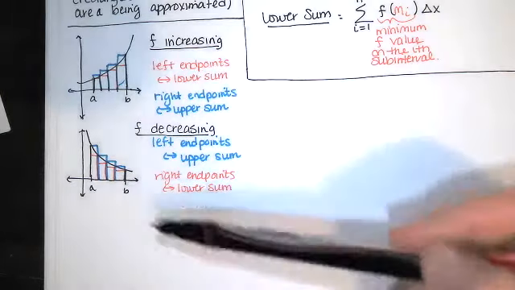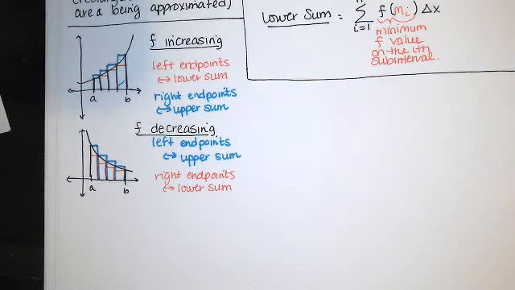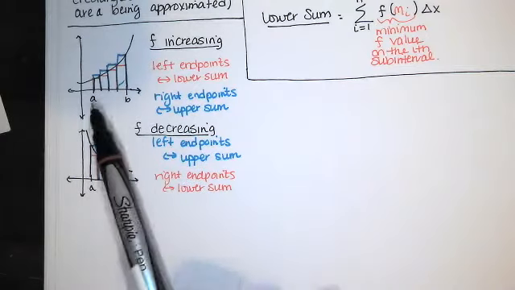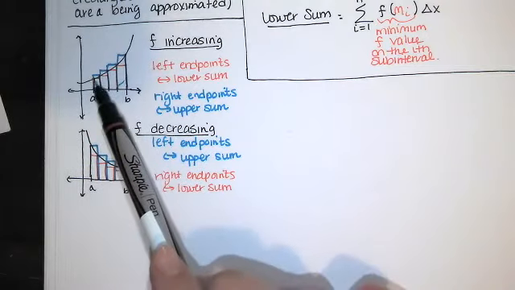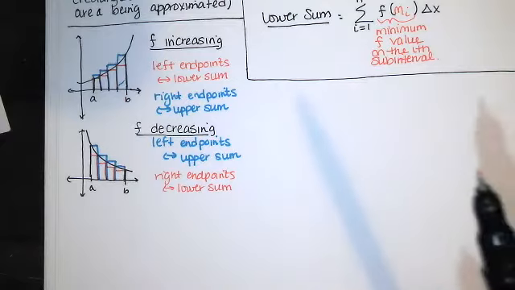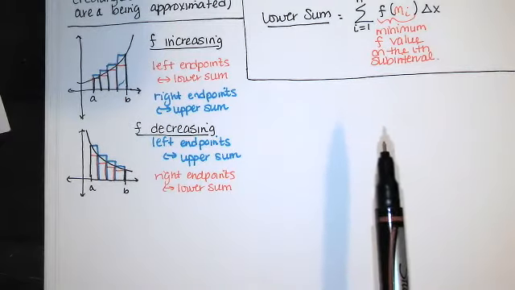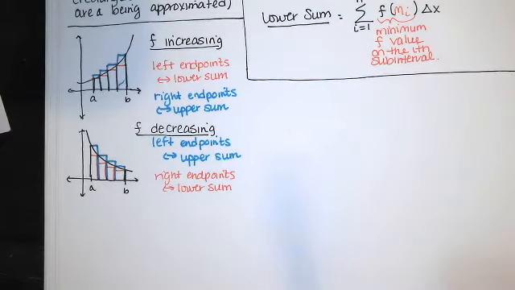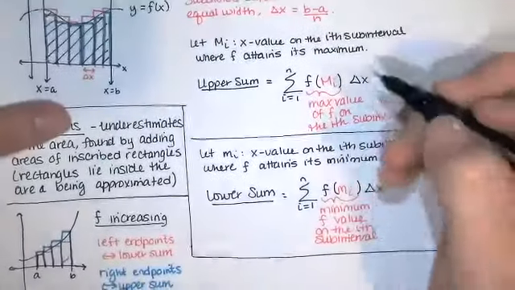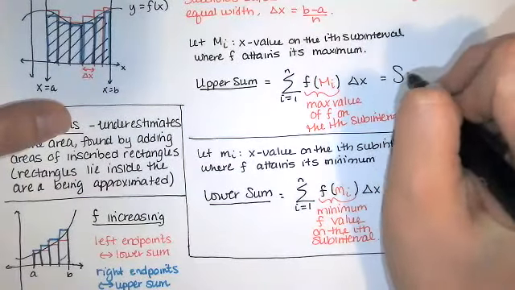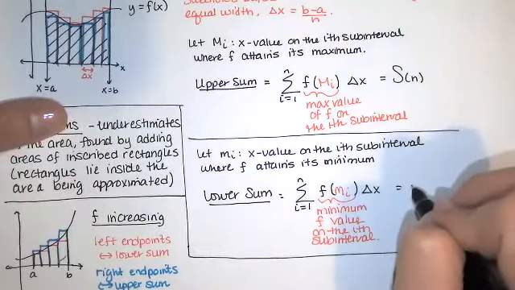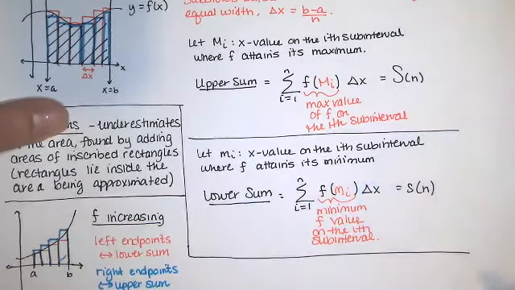Now, I don't have any of this memorized. I don't recommend that you memorize it. I just recommend that you understand the concept well enough to draw this picture and see which one would give you the upper estimate and which one would give you the lower estimate, or the overestimate or underestimate, or the upper sum or lower sum. The notation that our textbook author uses for each of these is capital S sub n for upper sum and lowercase s sub n for lower sum.